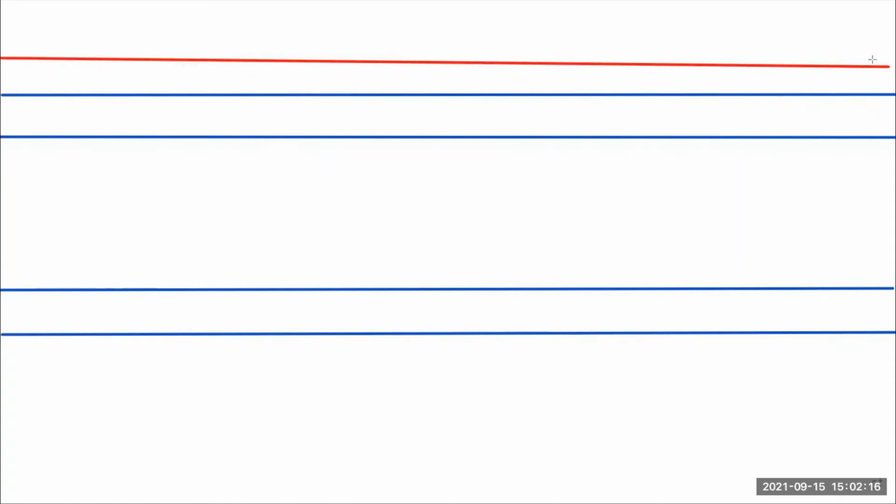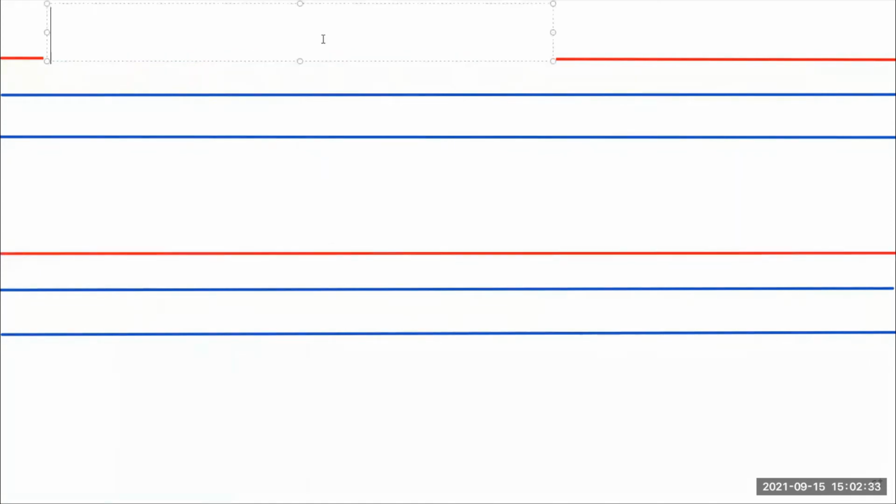We will also be adding a red line for reference. So this is the red line. In some of your English notebooks, you can see the same lining. If you can find a notebook with the same lining, that would be great. If you couldn't, it's totally fine. So here, let's write capital A.